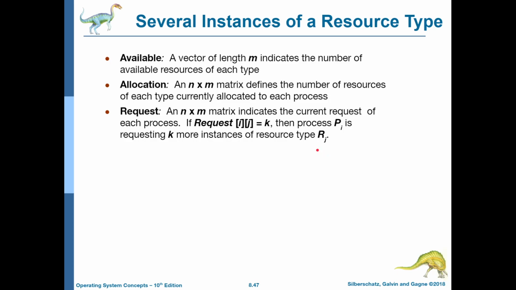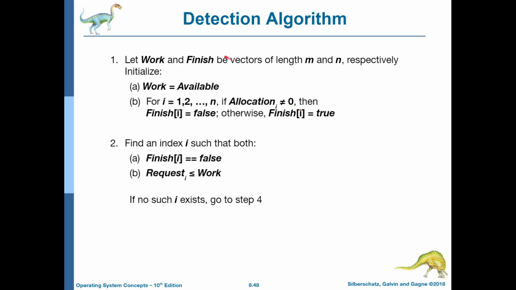Now, if there are several instances of a resource type, we use the banker's algorithm again. Remember that the banker's algorithm uses available to determine the number of resources available, what is allocated to each process, and any requests that are being made by a particular process. And then the banker's algorithm is what's used for the detection.